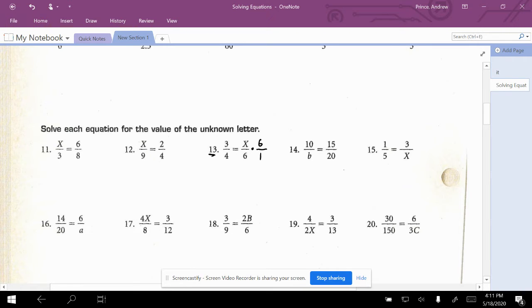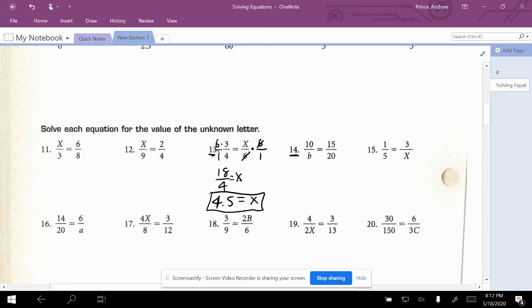So on this side, if we multiply it by 6 over 1, and multiply this side by 6 over 1, we haven't really done anything. We just multiplied both by the same number, which is the rule. That means we haven't really changed the value of the variable. So if we cancel out the 6 here, we're left with 6 times 3, which is 18, over 4 equals x. Now 18 divided by 4 gives us 4.5 equals x, which is our answer right there.